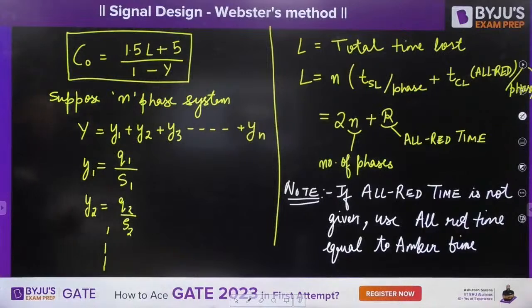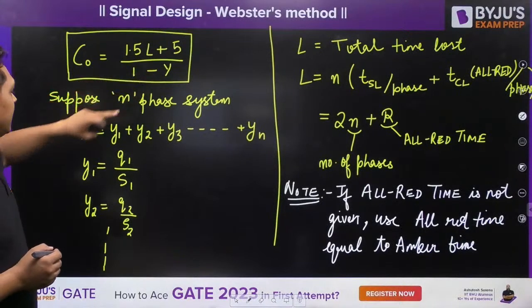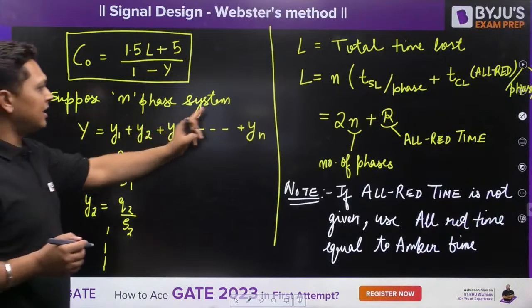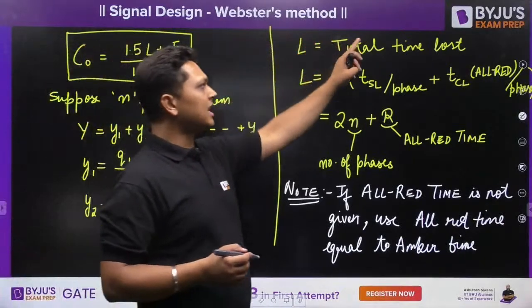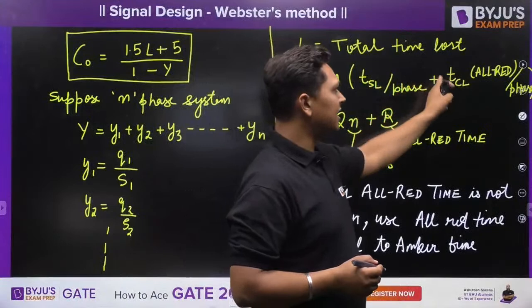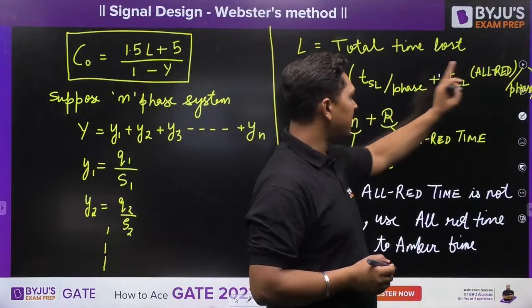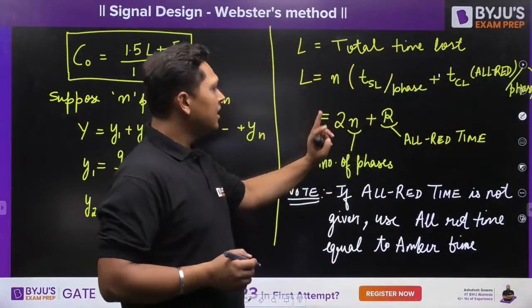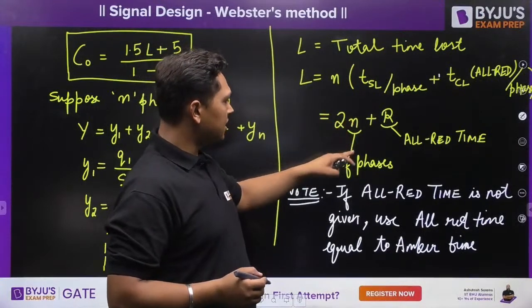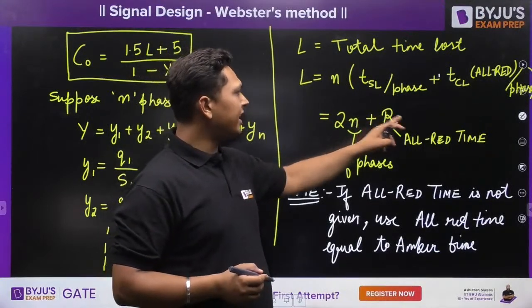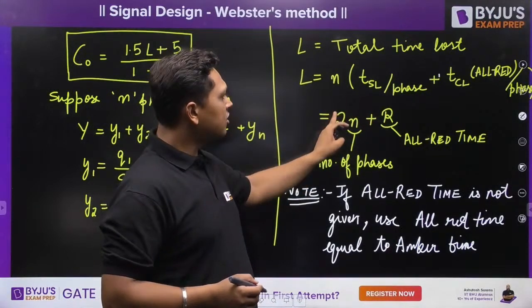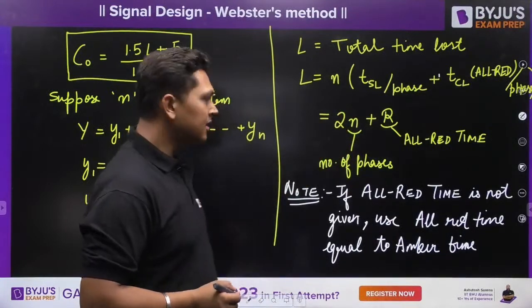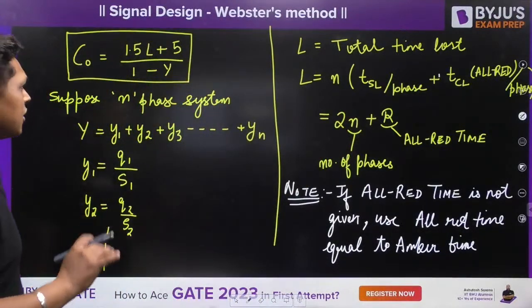So what do you understand over here? Okay, Y is equal to y1 plus y2 plus y3 up to yn, where y1 is equal to q1 by s1, q2 by s2, similarly. L is your total lost time, which is equal to startup lost time per phase plus clearance lost time per phase, or all red time per phase, into the number of phases. Or you can also write it as 2 times the number of phases plus all red time. That means your startup lost time is taken as 2 seconds over here. All right. So this is your formula.